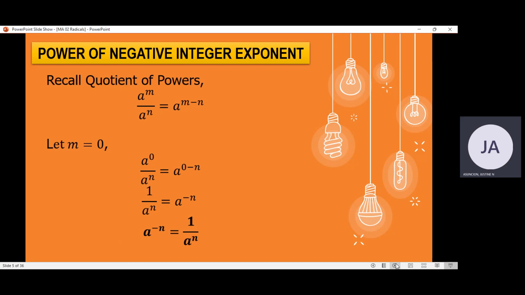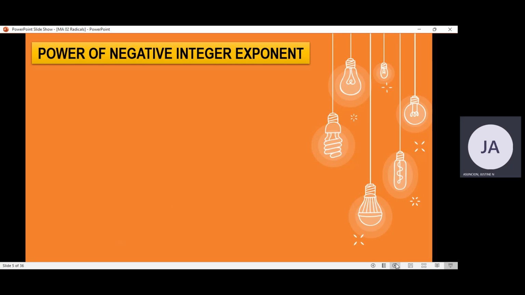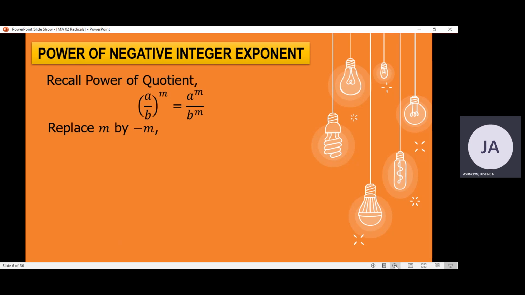Aside from this, we can also use it in the power of a quotient. In the power of quotient, we have the quantity a over b raised to m, and then we distribute the exponent m. So we have a raised to m over b raised to m. Let's say we replace m by a negative integer, which is negative m. So a over b raised to negative m is equal to a raised to negative m over b raised to negative m.